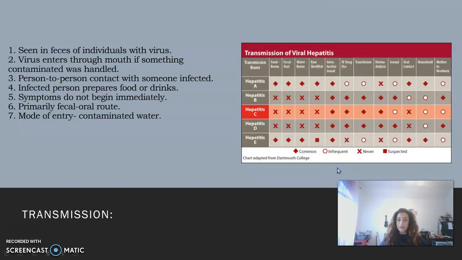So hepatitis is seen in the feces of individuals with the virus. After you ingest something that was contaminated, the virus will enter the throat or the intestine. It can be transmitted from person-to-person contact with someone infected, or if an infected person prepares foods or drinks for an uninfected person, because no matter how small the residue of fecal matter is, you will still be infected by hepatitis. Symptoms do not begin immediately. There's around a 2-week incubation before symptoms actually begin. The virus usually infects an individual through the fecal-oral route. There's another mode of entry, which is contaminated water, like sewage water, or if the water is not treated adequately.